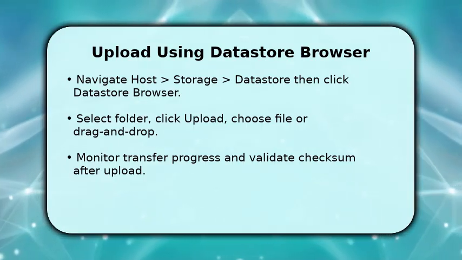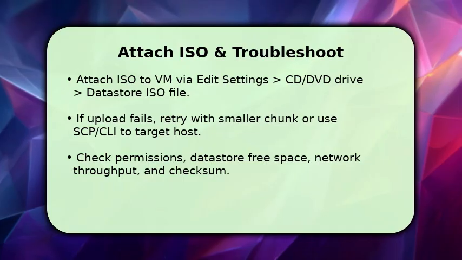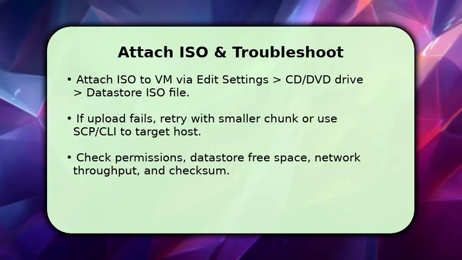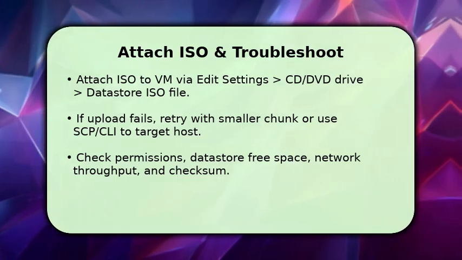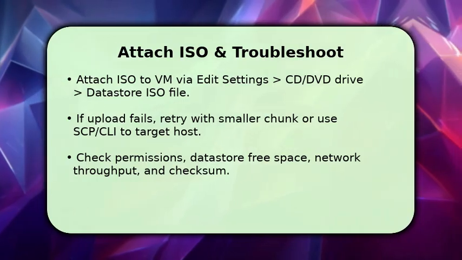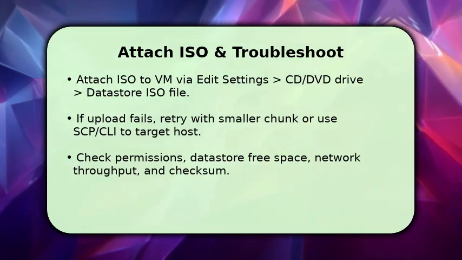You finish by attaching the ISO to your VM. Power off if required, edit the VM settings, choose the CD/DVD device, select Data Store ISO file, and browse to the uploaded image. Connect at power on. Once configured, power the VM and confirm the installer boots.